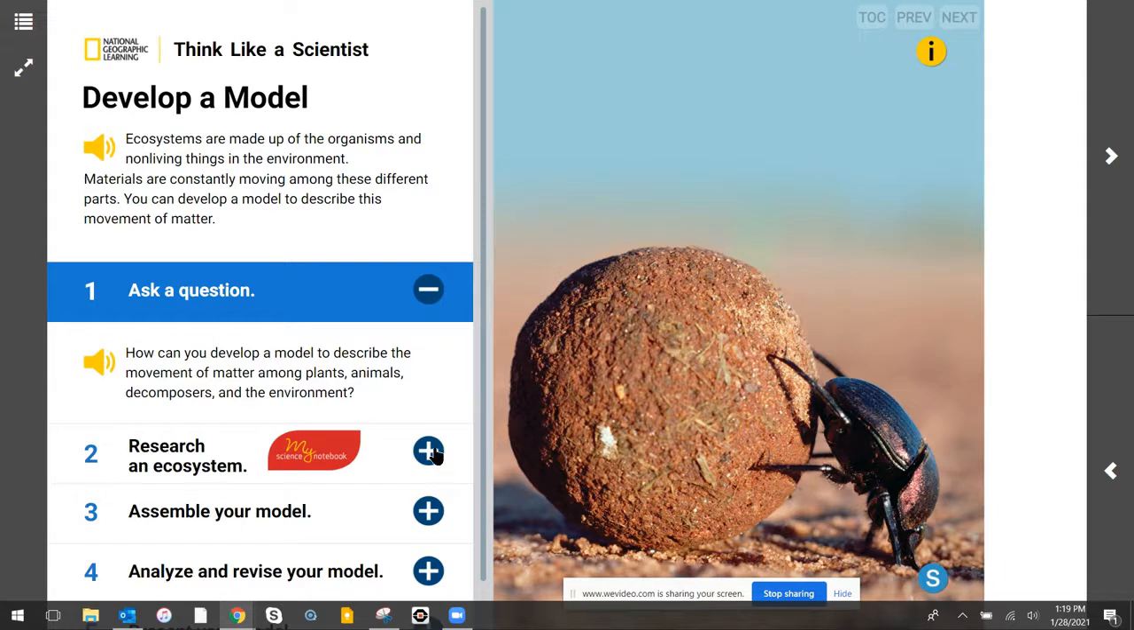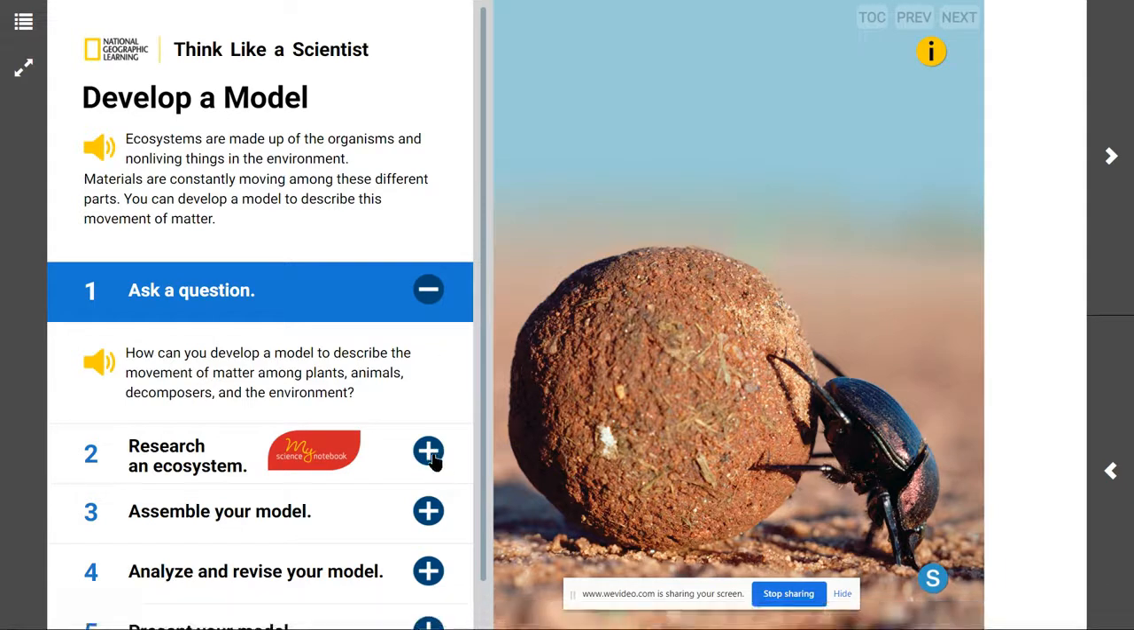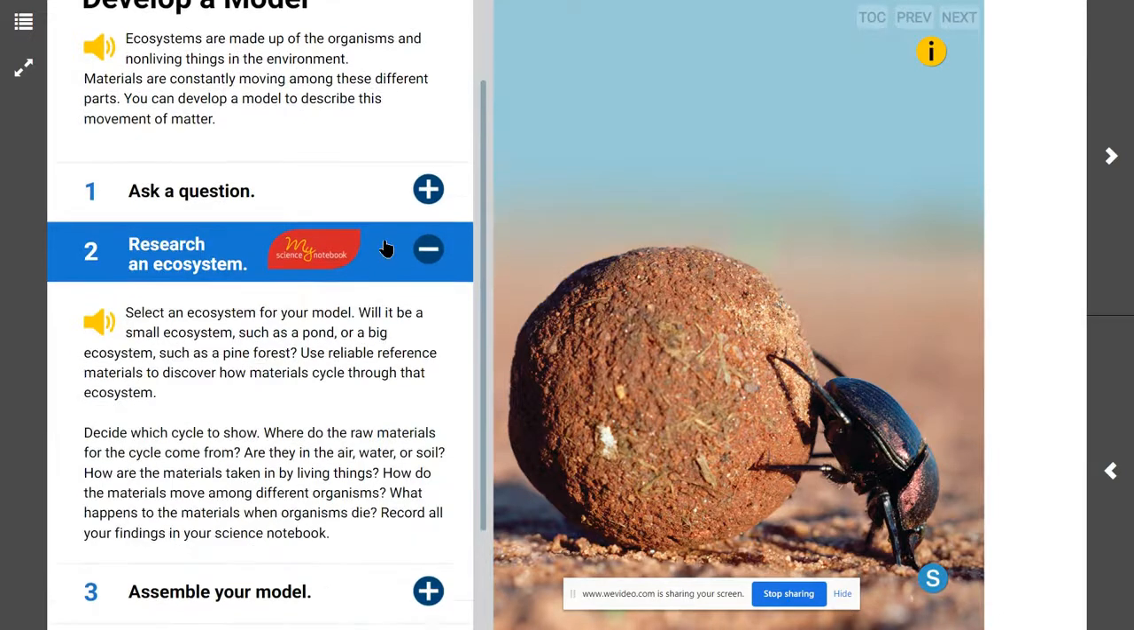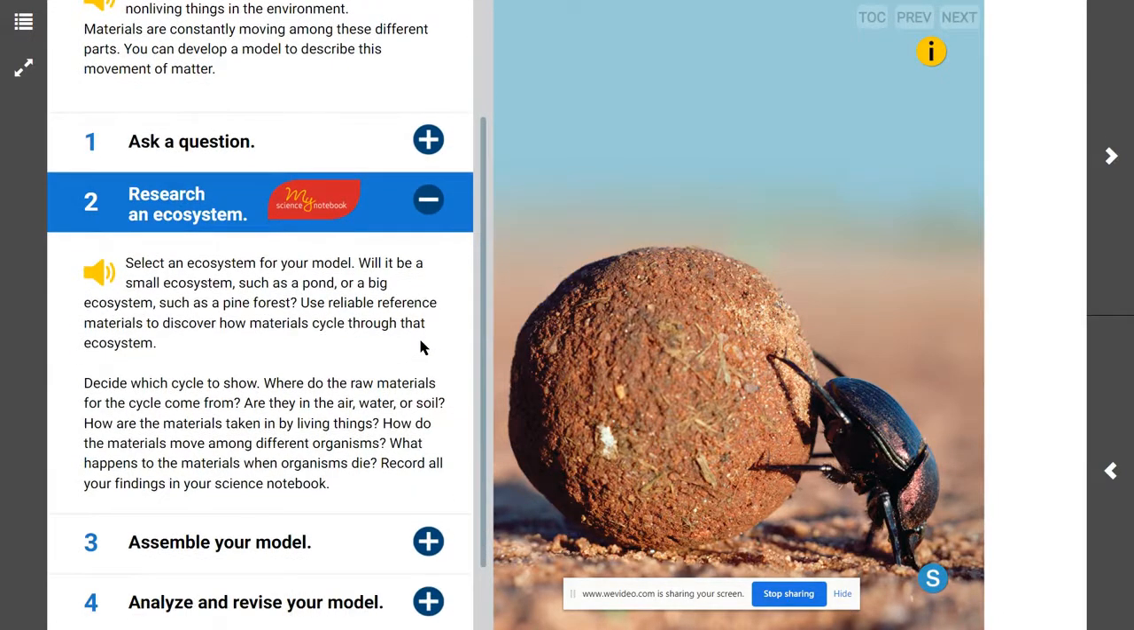Well, the first thing you're going to do is research an ecosystem. So you will select an ecosystem for your model. Will it be a small ecosystem, such as a pond, or a big ecosystem, such as a pine forest? Use reliable reference materials to discover how materials cycle through that ecosystem.